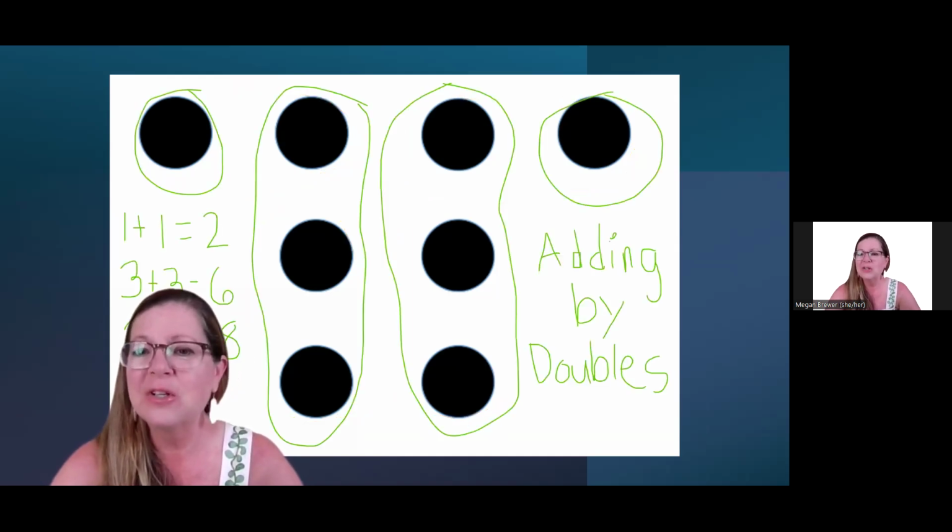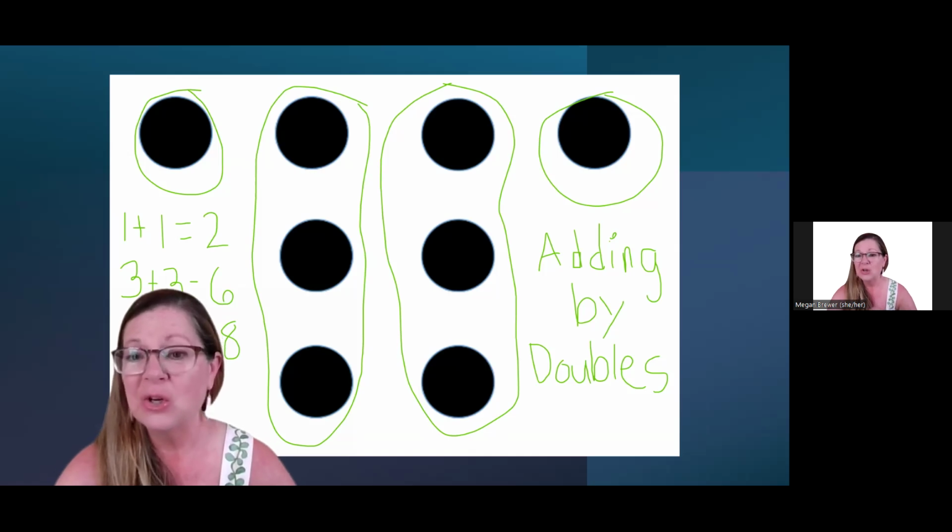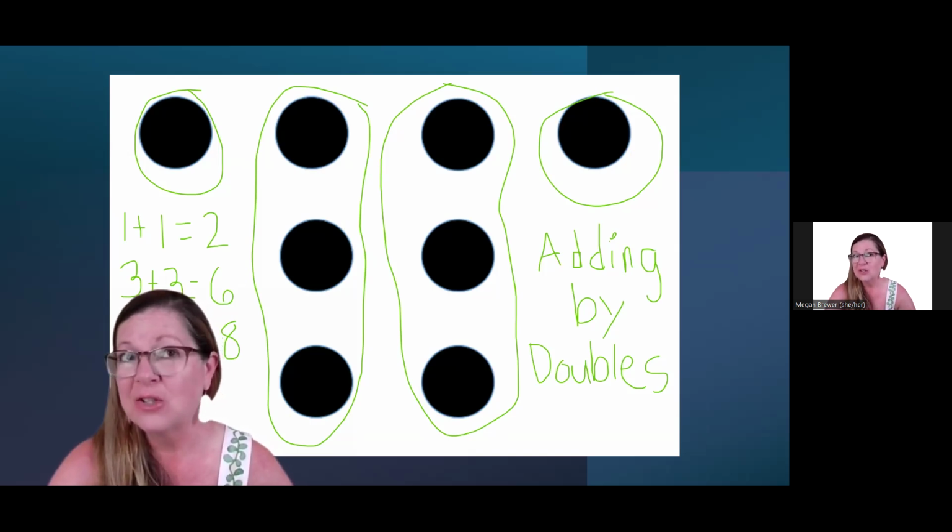And still some other students might say, well, I knew it was 8 because 1 and 1 make 2, and 3 and 3 make 6, and 2 and 6 make 8. And depending on the age of the students, again, the teacher may want to record that corresponding equation and name the strategy. So that student was adding by doubles.